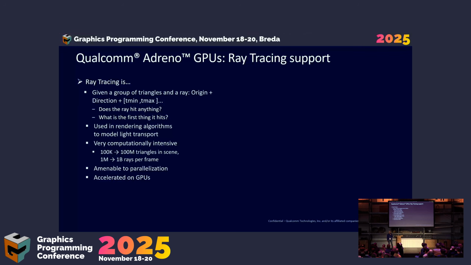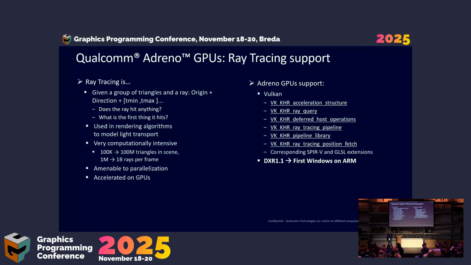It's very computationally intensive. If you have X number of triangles and Y number of rays, the number of computations that you have to do blows up pretty significantly. But don't worry, it's amenable to parallelization and can be accelerated on the GPUs, and many modern GPUs today accelerate ray tracing. On the standard side, both Vulkan and DX offer ray tracing APIs, and our Adreno GPUs support both Vulkan, ray query, ray pipelines, as well as DXR 1.1.